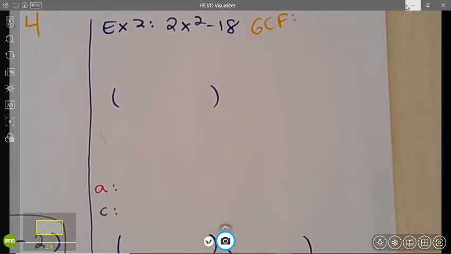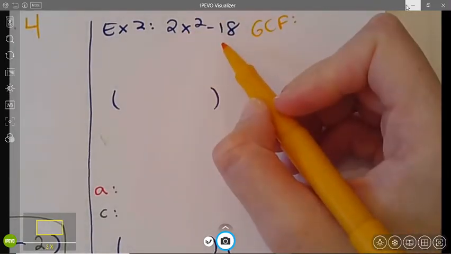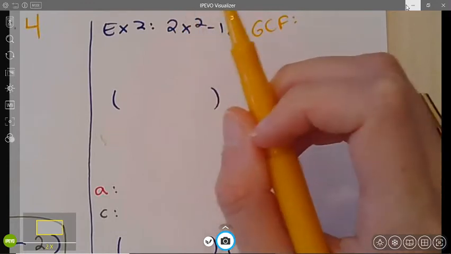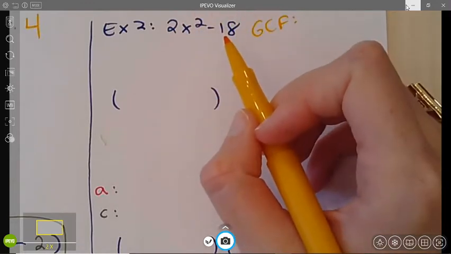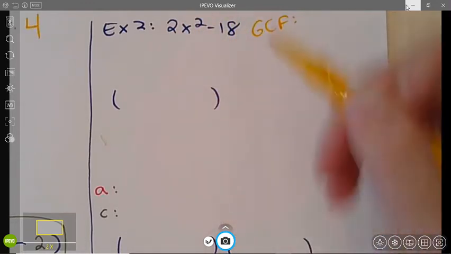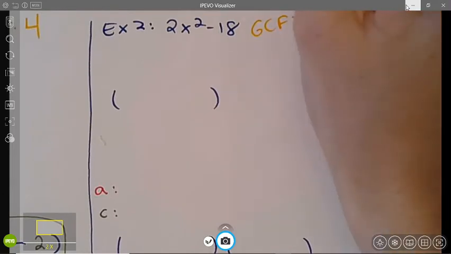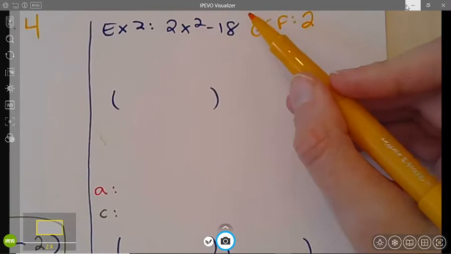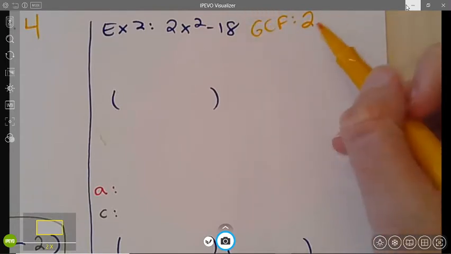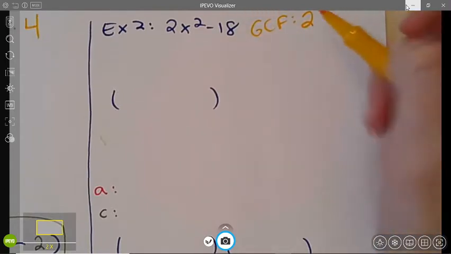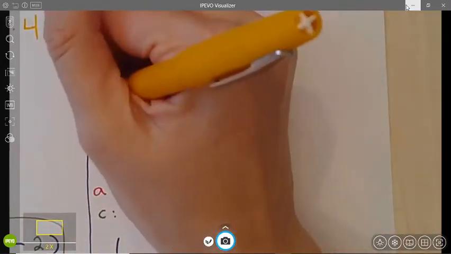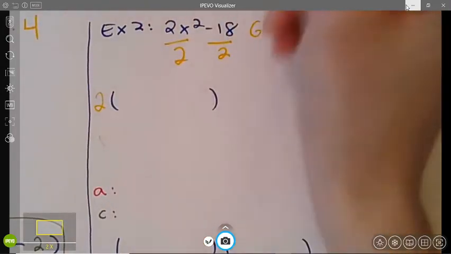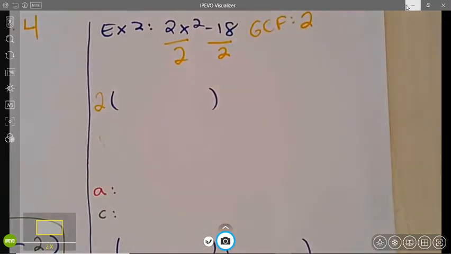Okay, so the GCF, I'm going to look at each of the coefficients, or each of my numbers first. What is the largest number that will divide into 2 and 18? It would be a 2. And each of my terms do not contain an x, so I cannot include an x in my GCF. So the next step, I'm going to write my GCF out in front, and I'm going to divide each term by the GCF.